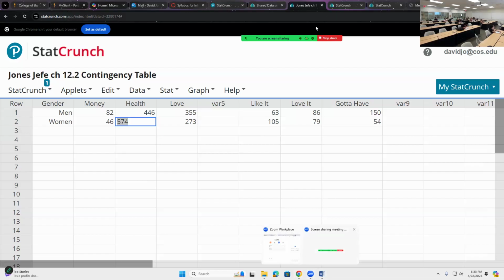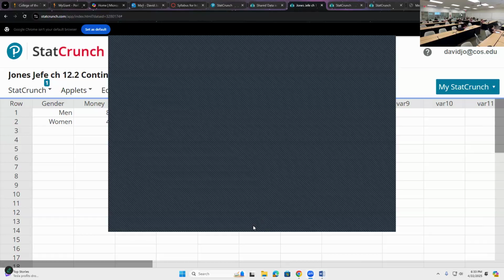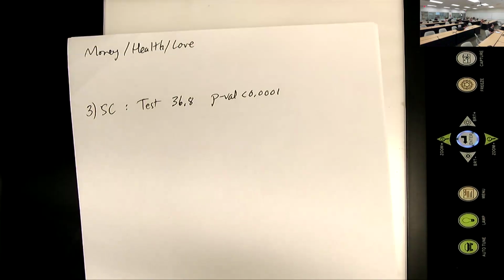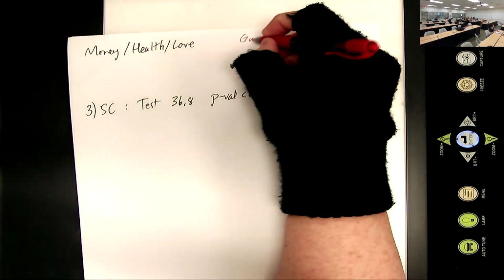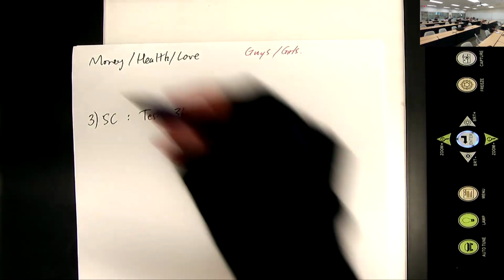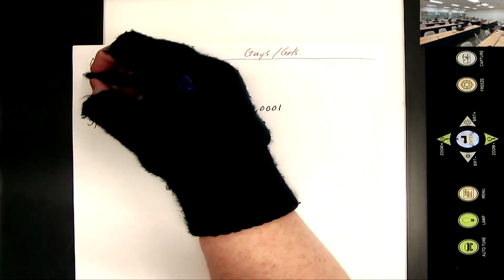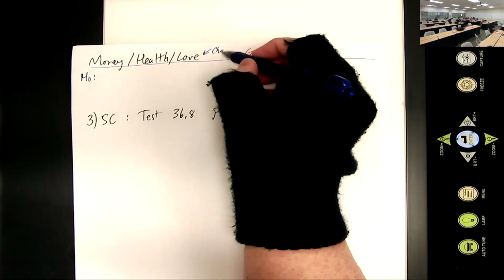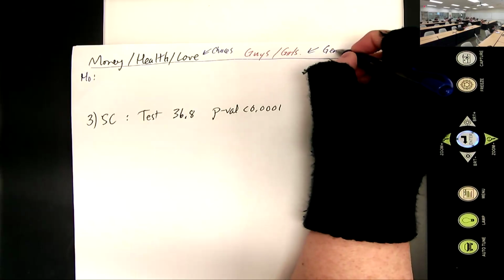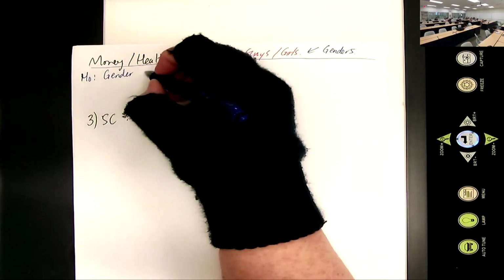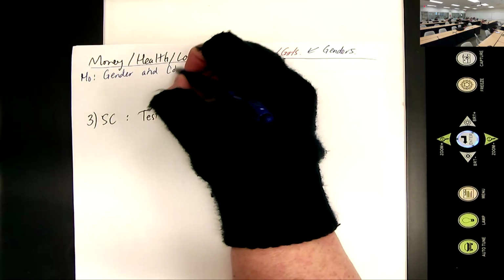Back to. So we had money, health, and love, and then we had guys, girls. And so we're going through our test here. H naught is. Well, these were choices. And these are genders. So gender and choice are independent.